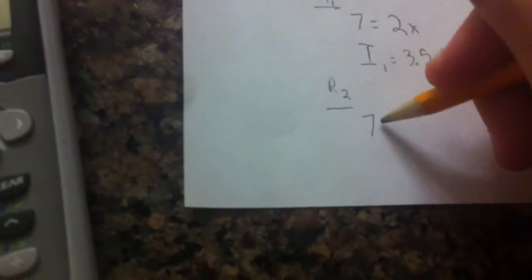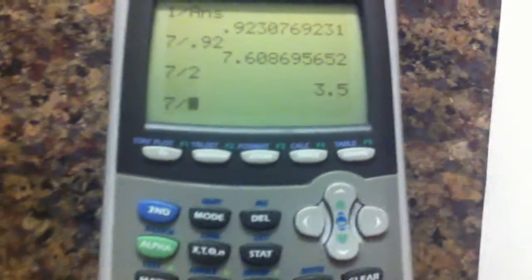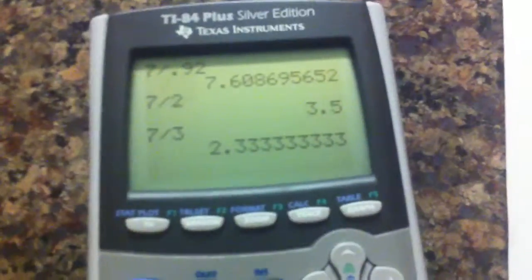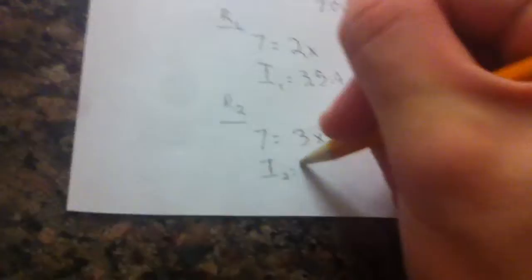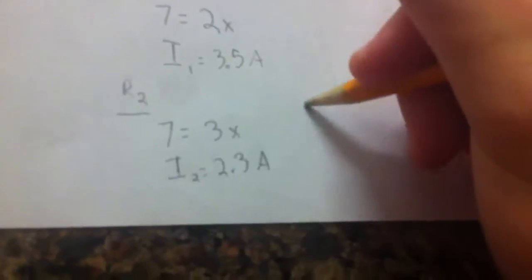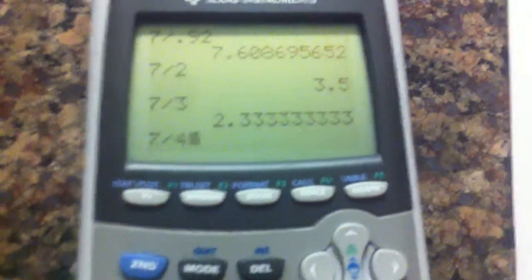So here we have, it's going to be 7 equals 3x, and then we need to find the current. So 7 divided by 3. We get 2.3 repeating. And lastly, our third resistor is going to equal 7 equals 4x. So to the trusty calculator. 7 divided by 4, we get 1.75.